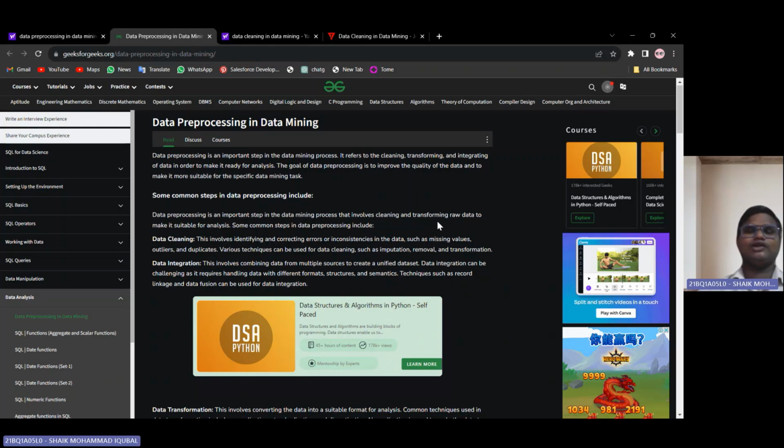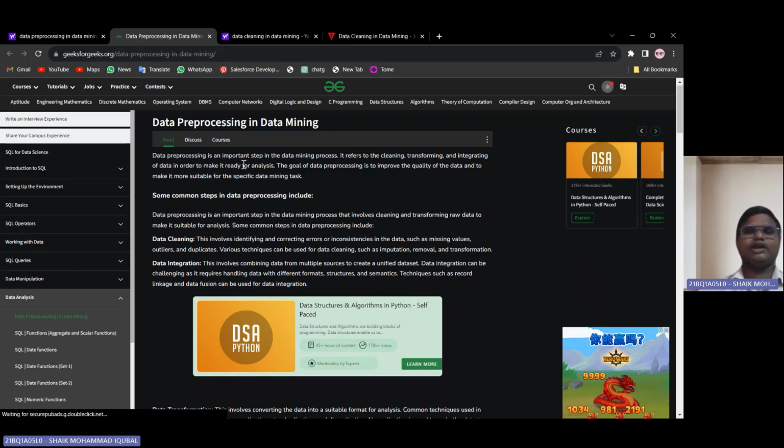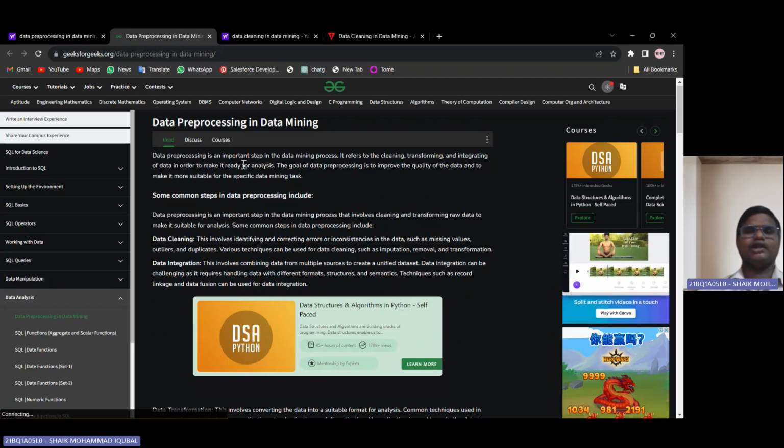Today I am going to give a seminar topic in DWM data mining about the topic data pre-processing in data mining. So let us discuss about the pre-processing. Data pre-processing is an important step in the data mining process. It refers to the cleaning, transforming and integrating of data in order to make it ready for analysis.